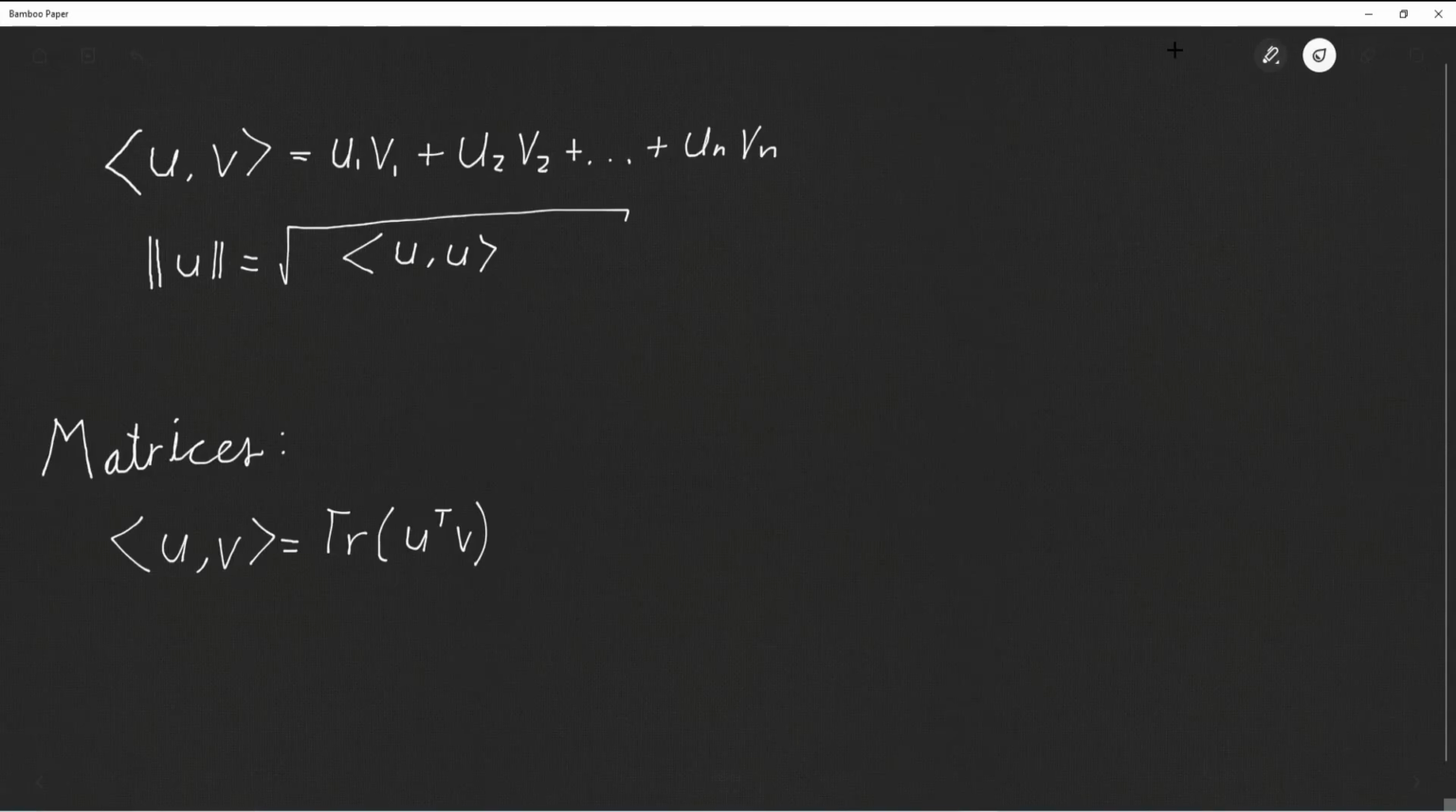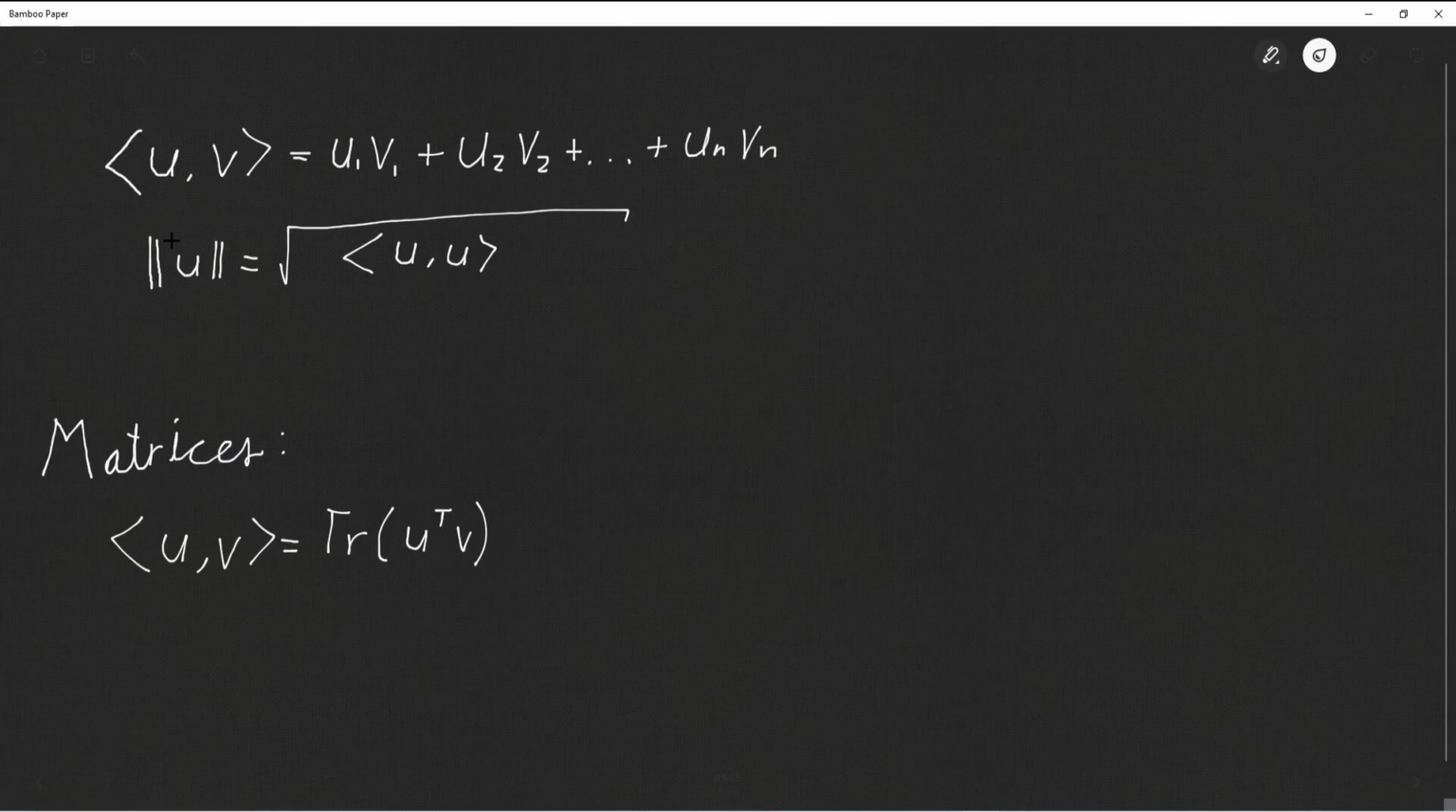So today we're going to be going over inner products. What inner products are is, if we have the inner product of u and v, it's going to be the first term of u multiplied by the first term of v, plus the second term of u multiplied by the second term of v, all the way up to the nth term of u multiplied by the nth term of v.